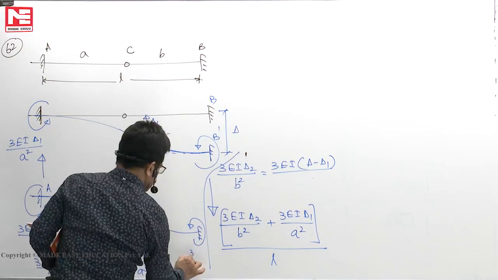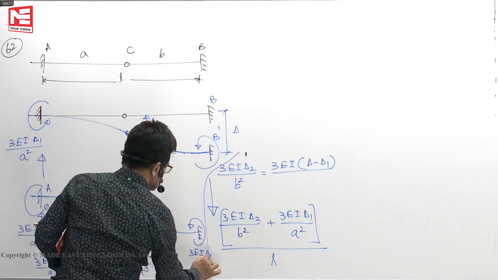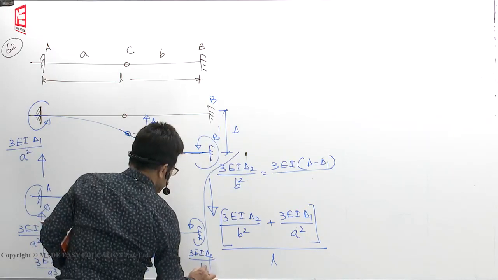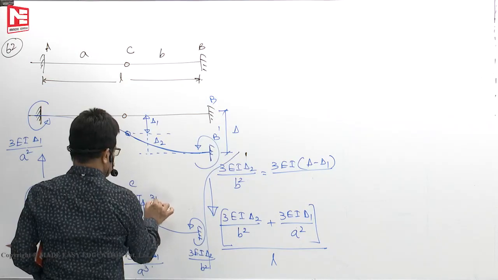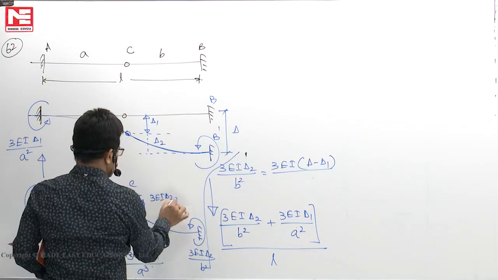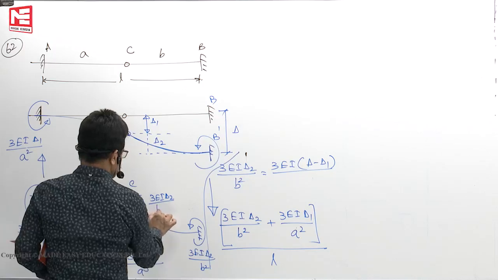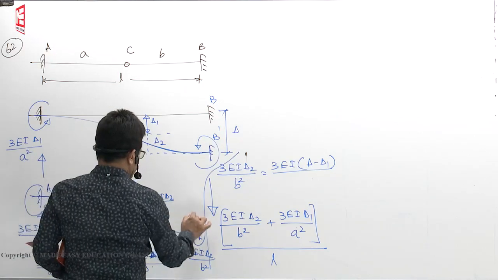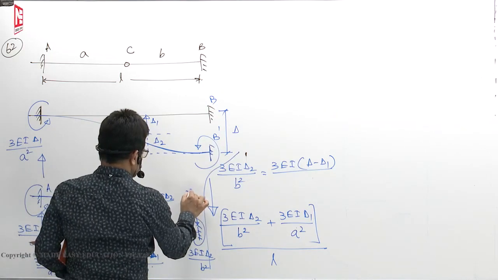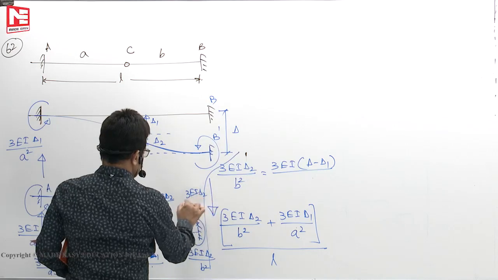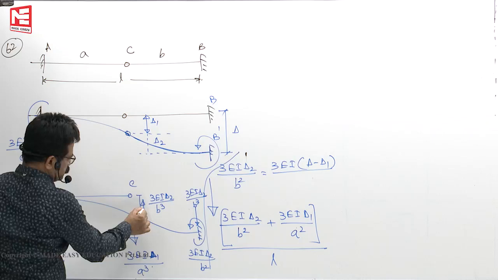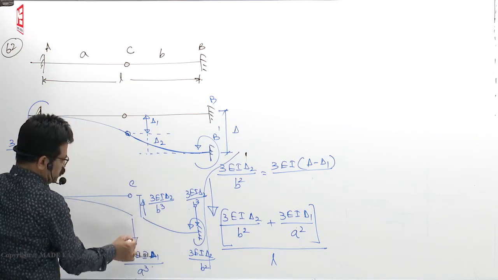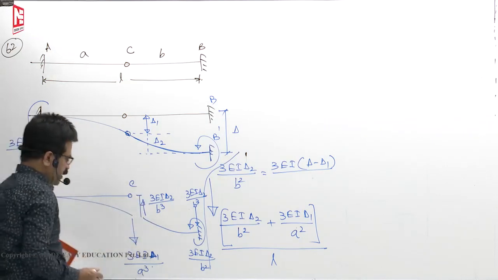This is 3EIδ2 by B square anti-clockwise. So clockwise reaction is 3EIδ2 by B square by B cube. Upward here, downward will be there: 3EIδ2 by B cube. Individually if I take it like this, the net reaction must be 0; the downward reaction and upward reaction should balance.